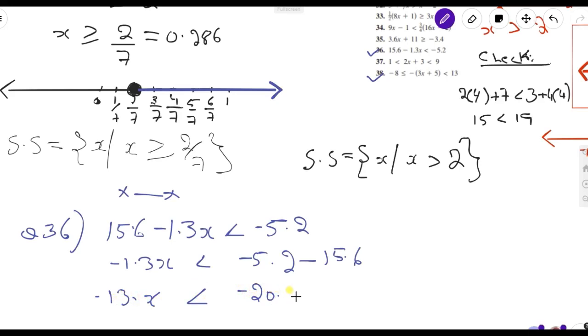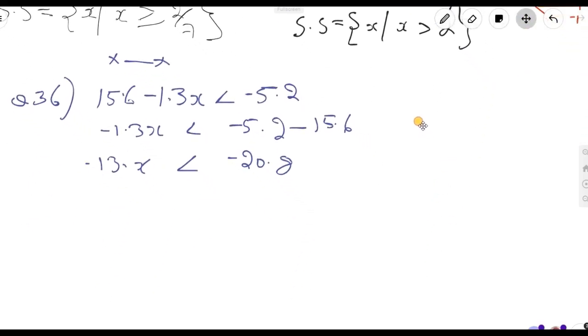Now you multiply both sides by negative 1, just to make it positive. Or you can also divide both sides by negative 1, same thing. I'm not going to show it now because it is too clear. Oh, it's 1.3x and I wrote 13x. Let me rectify. Once I divide both sides by negative 1, it is going to give you this. Reverse the sign, it becomes 20.8.